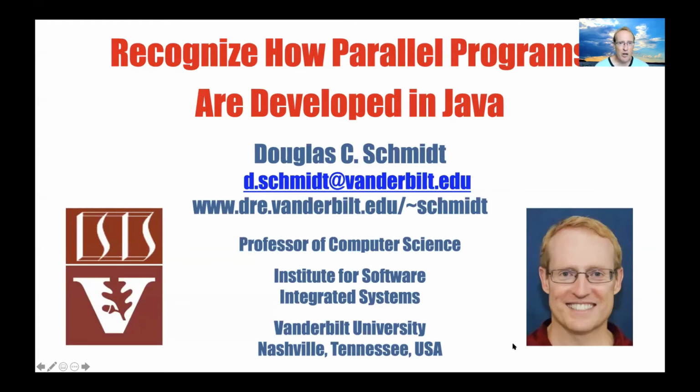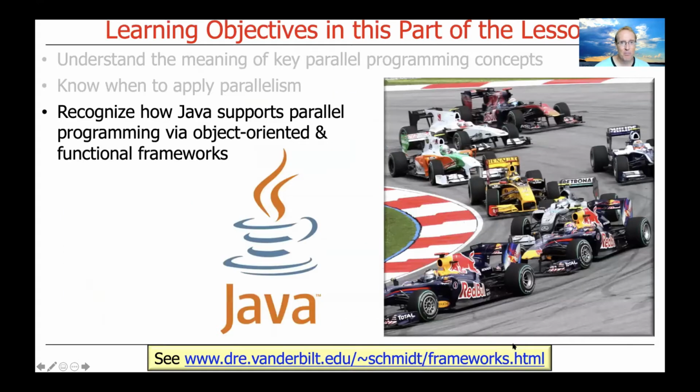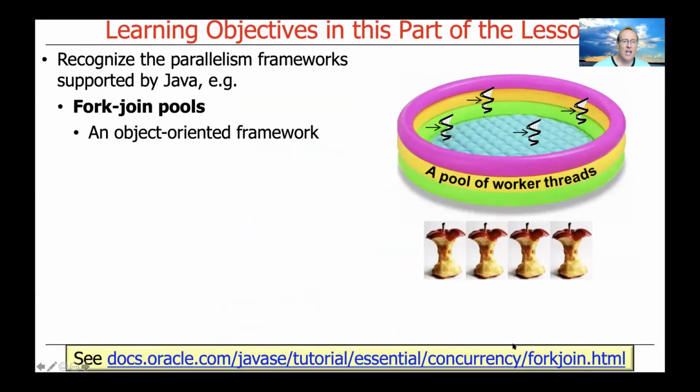So now that we talked about parallel programming concepts, let's turn our attention to how Java supports those concepts in practice. And this will focus on, quote, modern Java. There's a number of different frameworks that Java supports that enable parallel processing. The classic way is through something called the fork join pool. And that's essentially an object-oriented framework. And we'll spend a bit of time in the class talking about that.